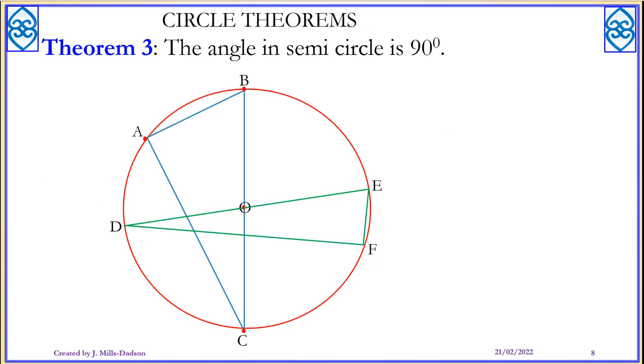Okay, the last theorem we're going to prove in lesson 1 is the third one, which says the angle in the semicircle is 90 degrees. What this means is that if you have a triangle that fits perfectly inside half of a circle, then this section must always be 90 degrees. The angle at the circumference must always be 90 degrees. In the same way, in this green triangle, you realize that this section must also be 90 degrees.